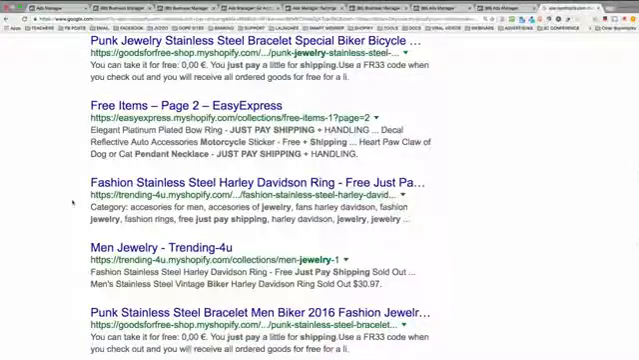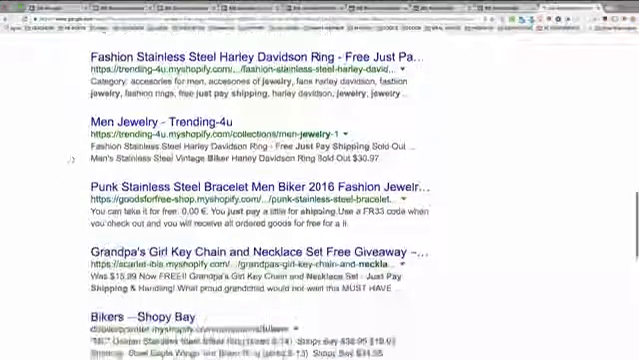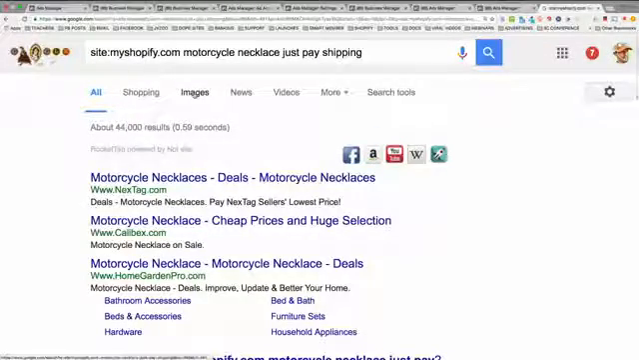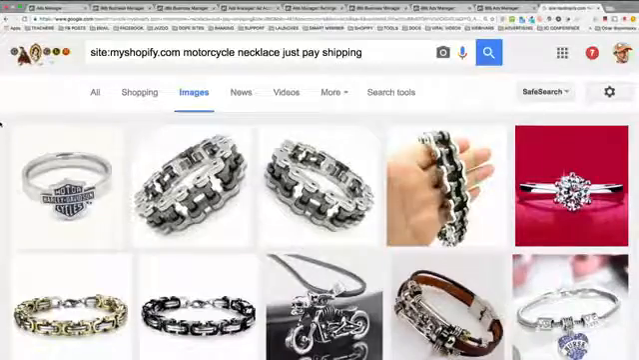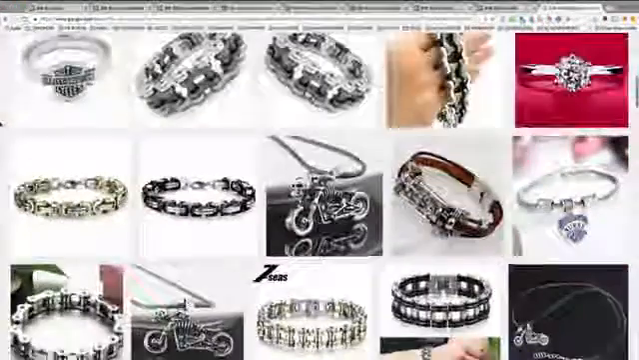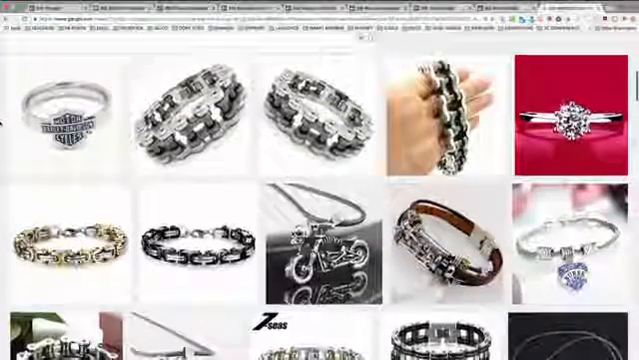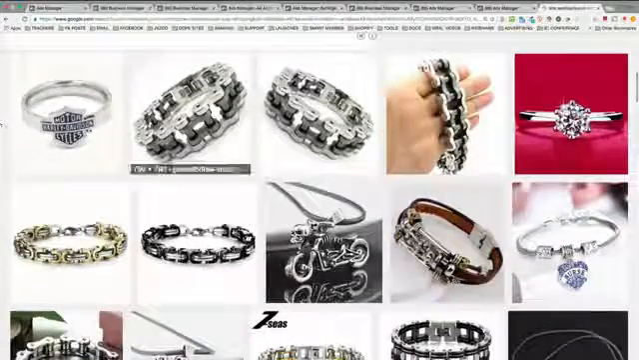Now, here's another secret I'll show you about this. There's all of these kinds of bracelets. Go over here and click the word images. So I'm doing a site search on my Shopify. I'm typing in some keywords and click the word images. This is the way that I like to scan through and see. Now it's pulling up the product image from the page. Now I don't have to worry about reading it. Look at all these different. So look at this.